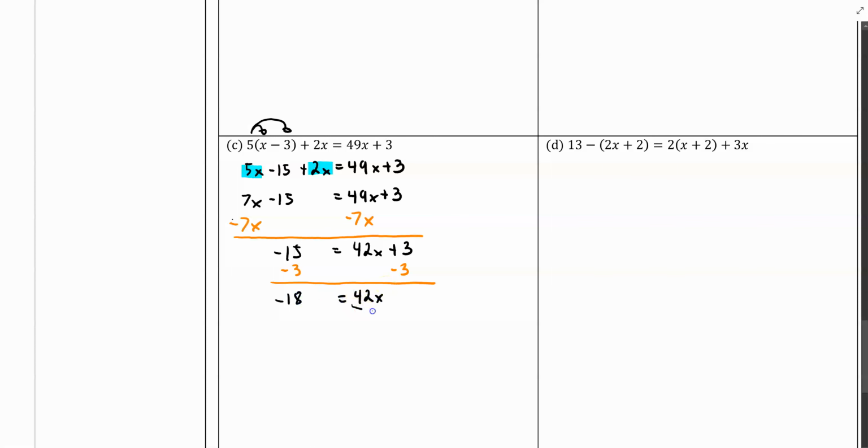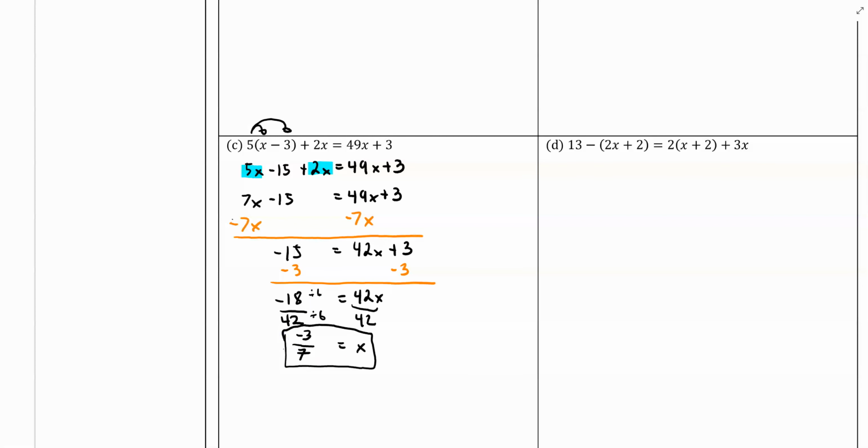Divide both sides by 42, giving us x is equal to, well, what number goes into both 18 and 42? 6 does. So if I divide out by a 6, the top number will be negative 3, and the bottom number will be 7. So our solution is negative 3 over 7.